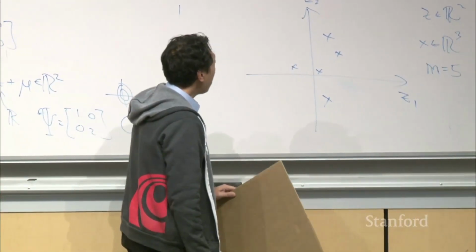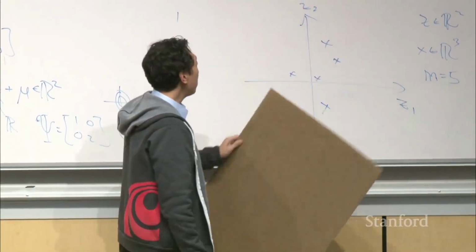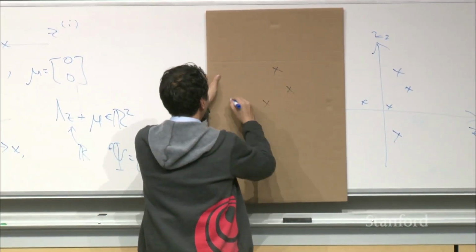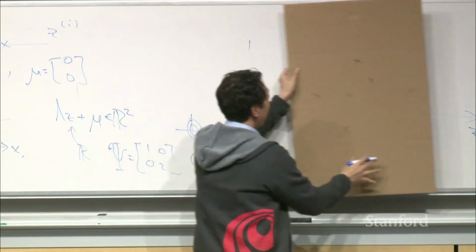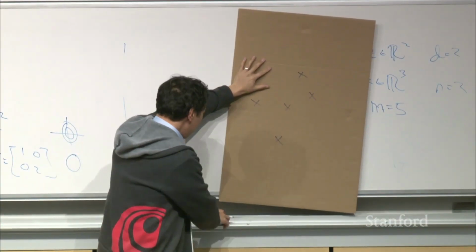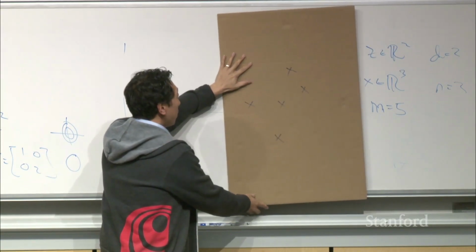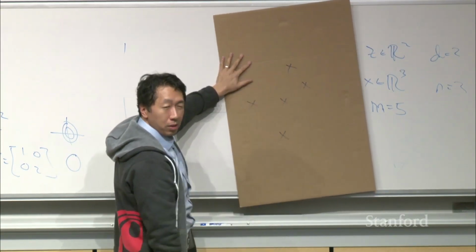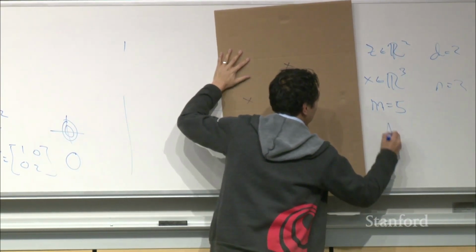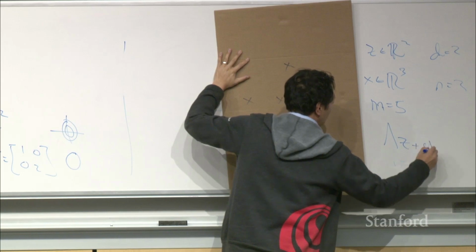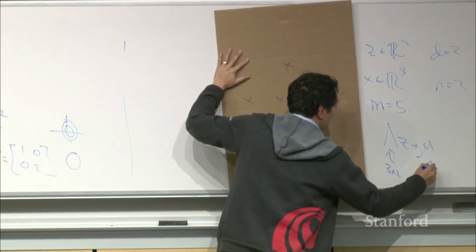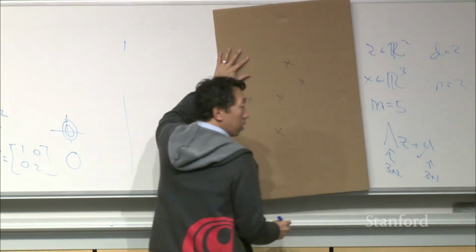Let me take these 5 examples and just copy them to this piece of paper. All right, transferred from the whiteboard to this brown cardboard. So now you have z1 and z2 in a two-dimensional space. What we're going to do is compute lambda z plus mu. And this will be 3 by 2, and this will be 3 by 1.